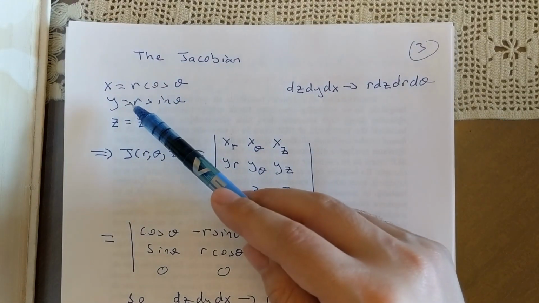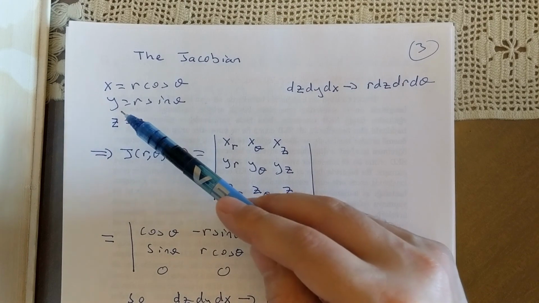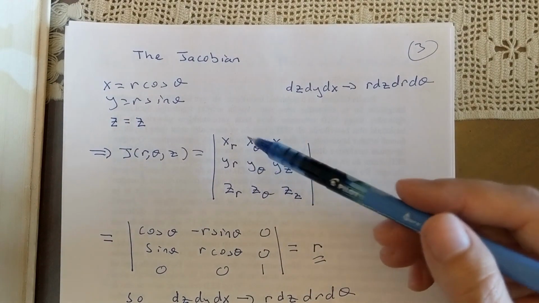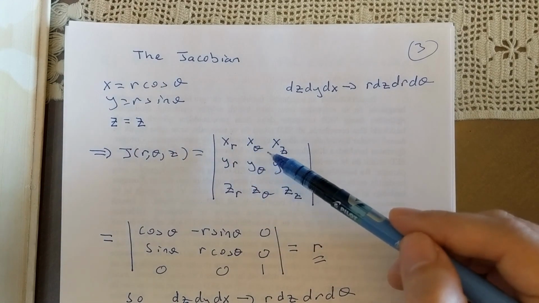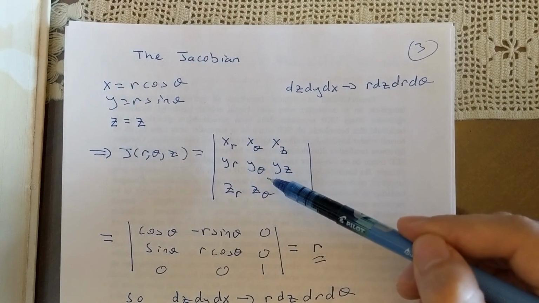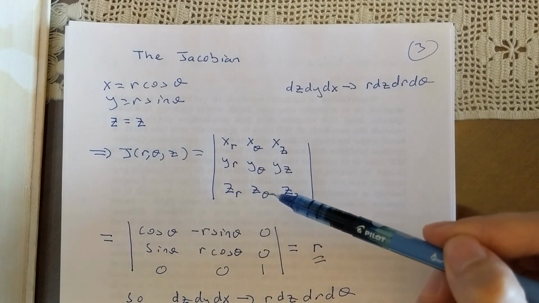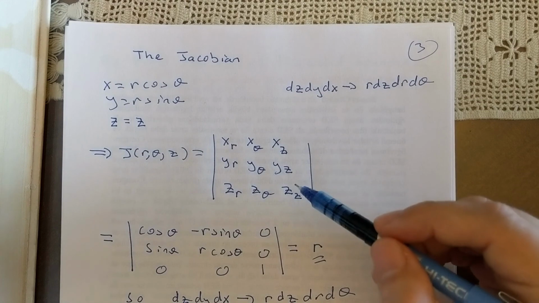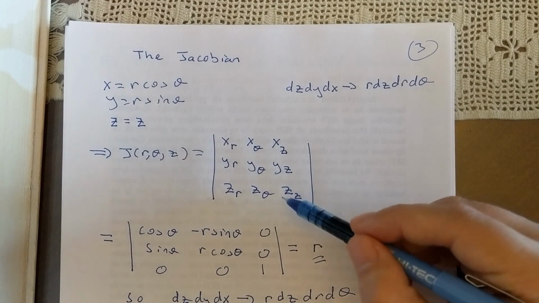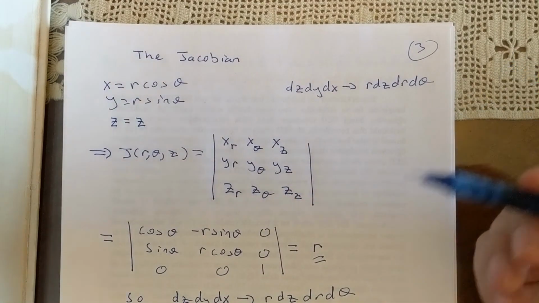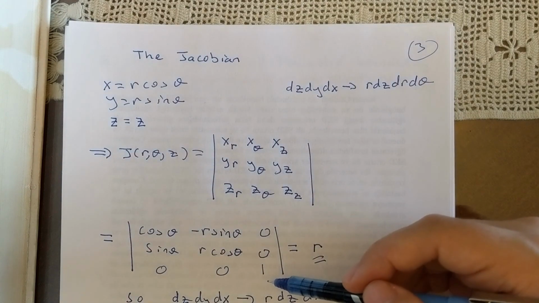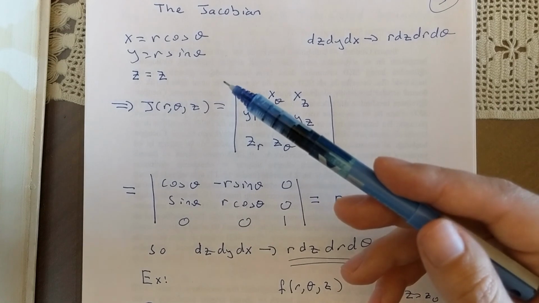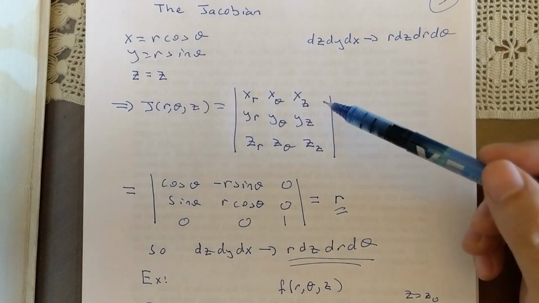So remember, our transformation was x equals r cosine theta, y equals r sine theta, z equals z. So the Jacobian for this 3x3 is going to be x sub r, x sub theta, x sub z, y sub r, y sub theta, y sub z, z sub r, z sub theta, and finally derivative of z with respect to z. Now, obviously, let me just make a comment here. Obviously, derivative of z with respect to z is just 1, so that's why you get 1 here in the determinant.